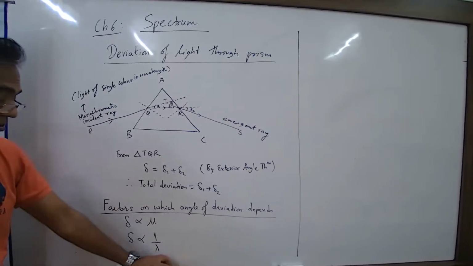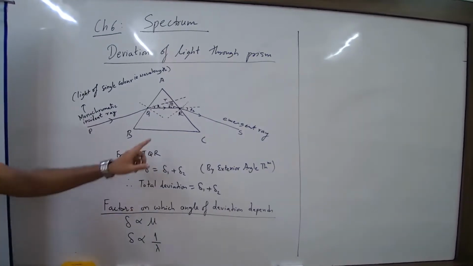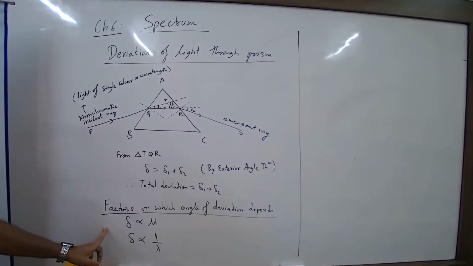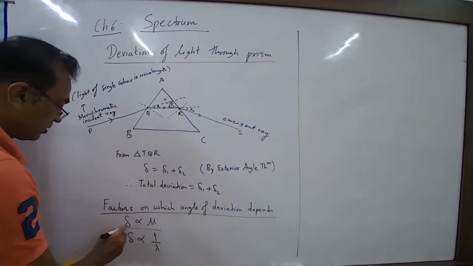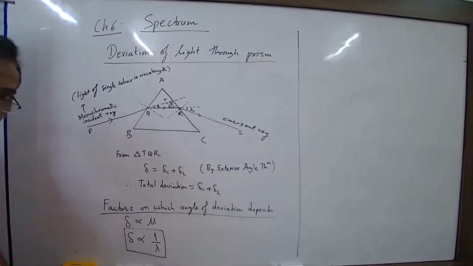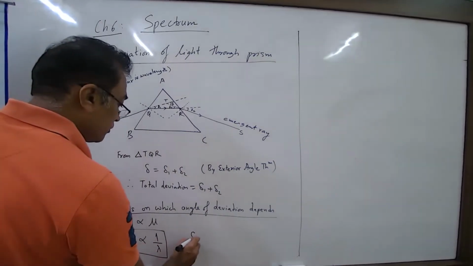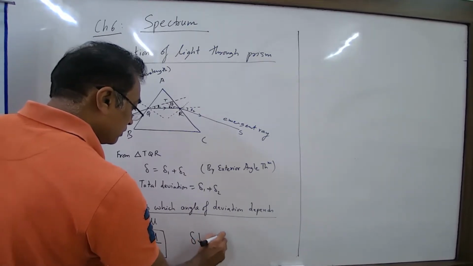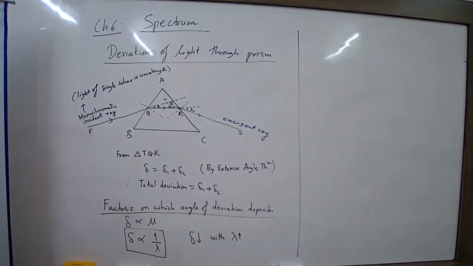Okay? It also depends on temperature. So when the temperature increases, what happens? Refractive index decreases. So with rise in temperature, deviation will decrease. Okay? So for this chapter, the relation between color, that is wavelength, and deviation is discussed. So angle of deviation decreases with increase of wavelength of color of light. Okay?